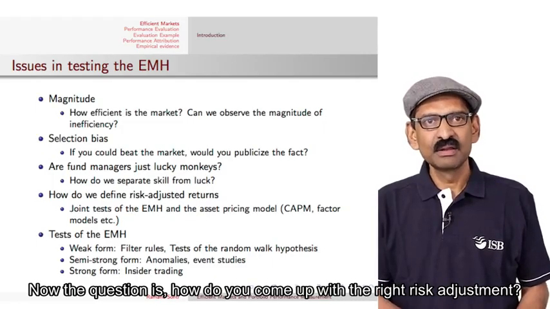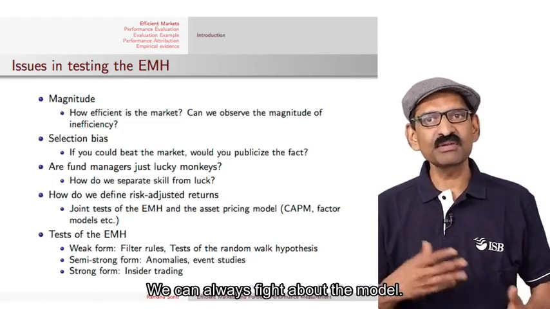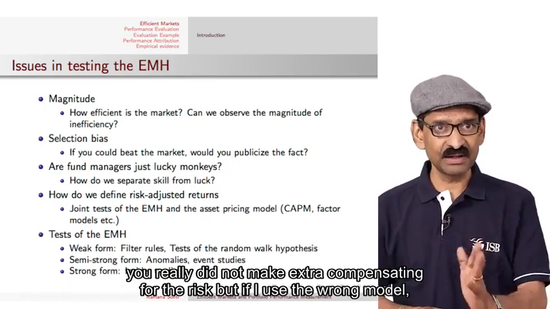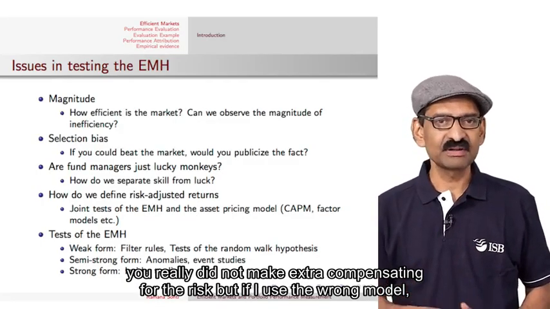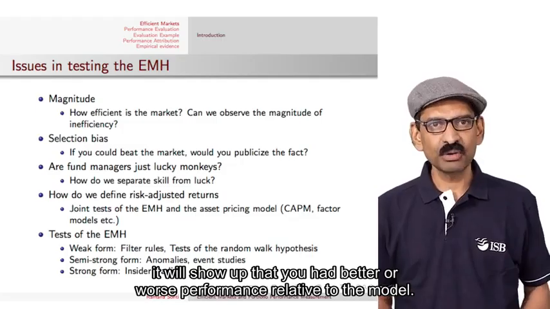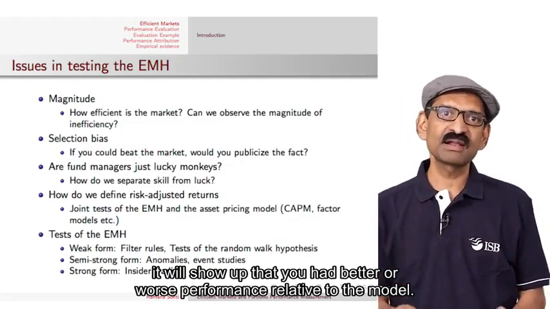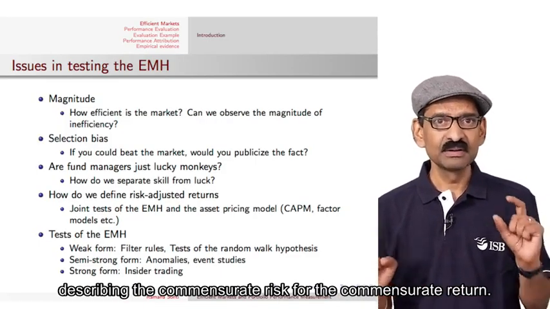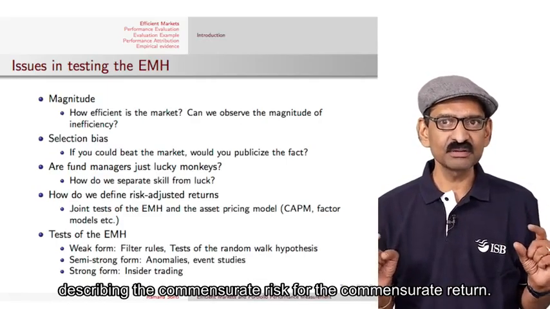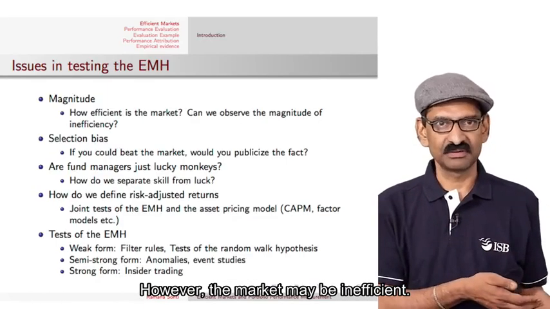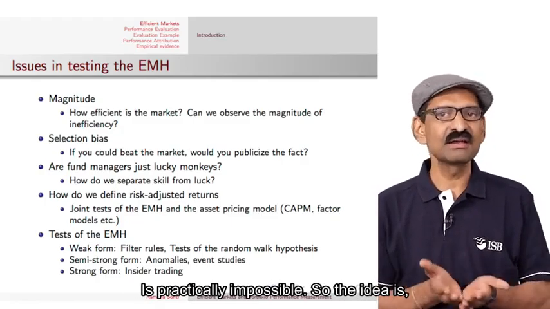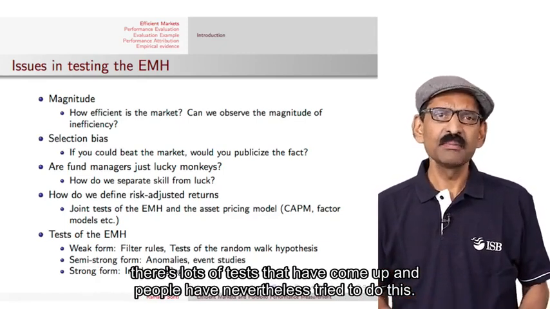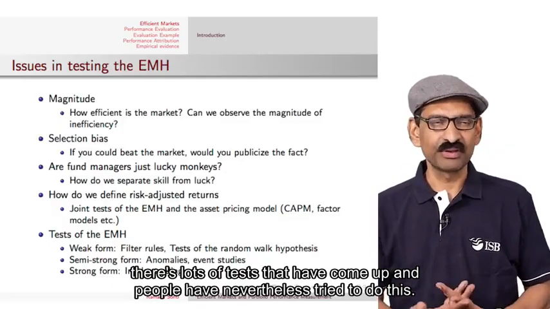Now the question is, how do you come up with the right risk adjustments? We can always fight about the model. It could be that the market is really efficient, in other words, you really did not make extra compensating for the risk. But if I use the wrong model, it will show up that you had better or worse performance relative to the model. Or the model itself may be a perfect model describing the commensurate risk for the commensurate return, however, the market may be inefficient. How do we separate these two hypotheses? It's practically impossible. So there are lots of tests that have come up, and people have nevertheless tried to do this.